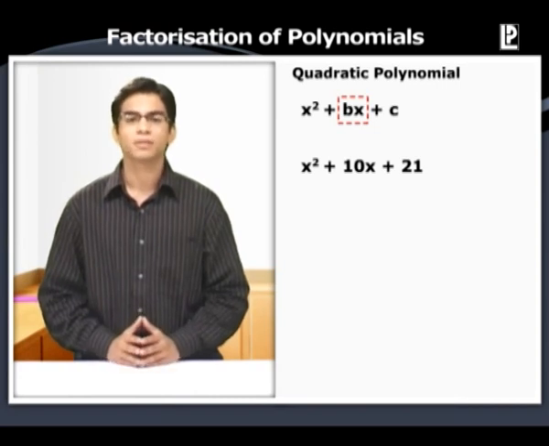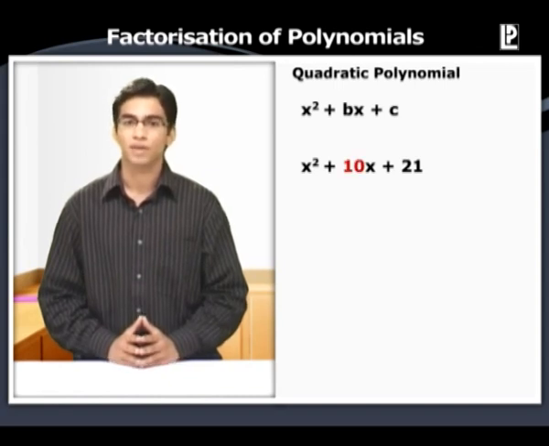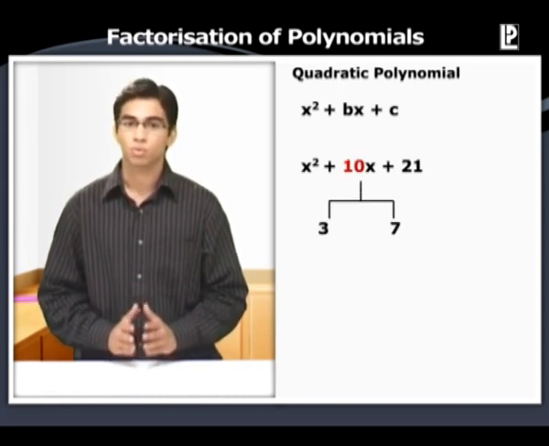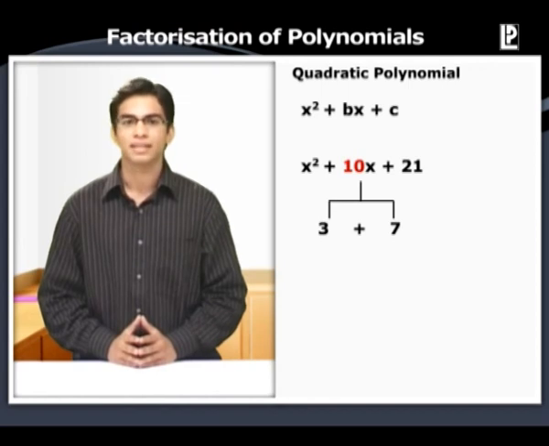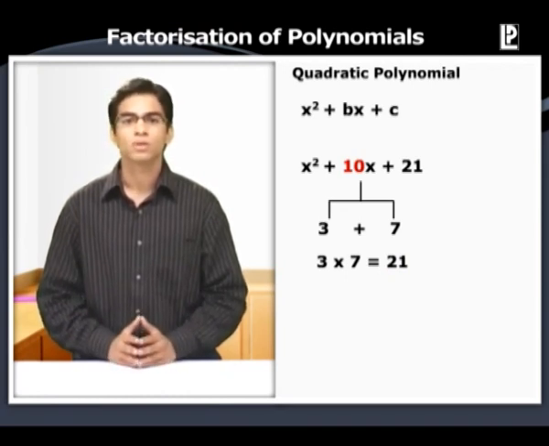Let's consider splitting the middle term 10x of the polynomial x square plus 10x plus 21. To factorize the expression, we have to split the coefficient of x into two numbers which, when added, amount to 10 and when multiplied result in 21. The two numbers will obviously be 7 and 3. So, the expression when split would be x square plus 3x plus 7x plus 21.